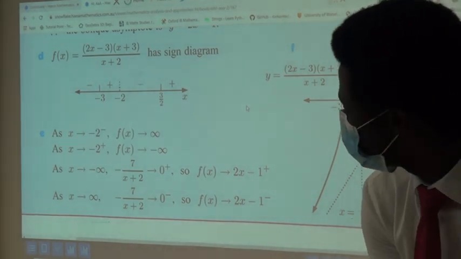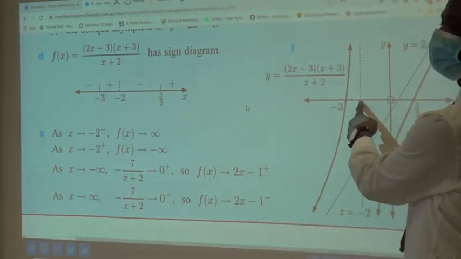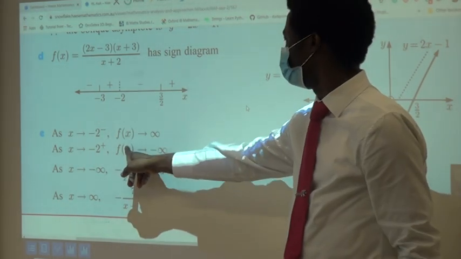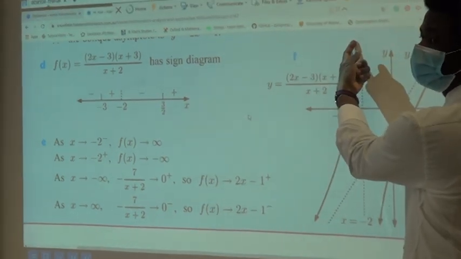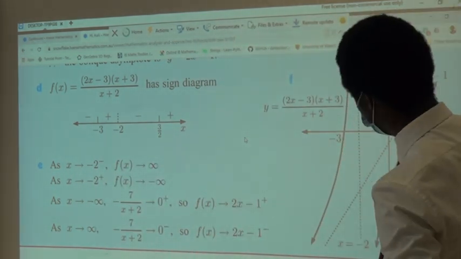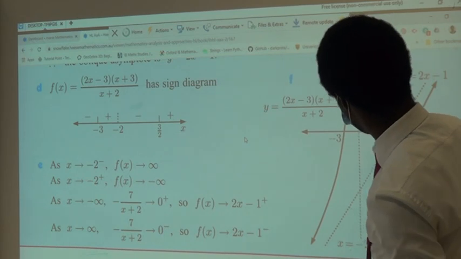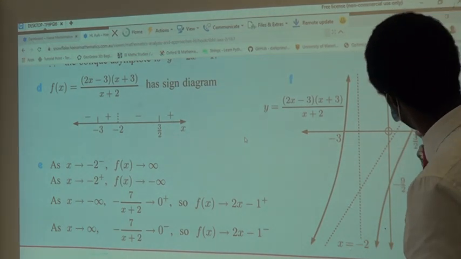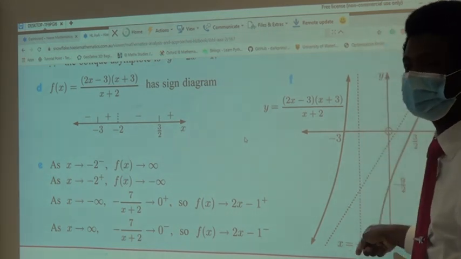When x approaches negative 2 from below, where's negative 2? This. Negative 2 from below, which is from here to here. What does the function approach? It approaches infinity. So from here to here, the function is going up. When x approaches negative 2 from above, which is coming to this side, from here to here, something like that, what happens? It approaches negative infinity. So when this is coming here, the function is going down. Remember, it's just going to be looking at this and not really touching it.